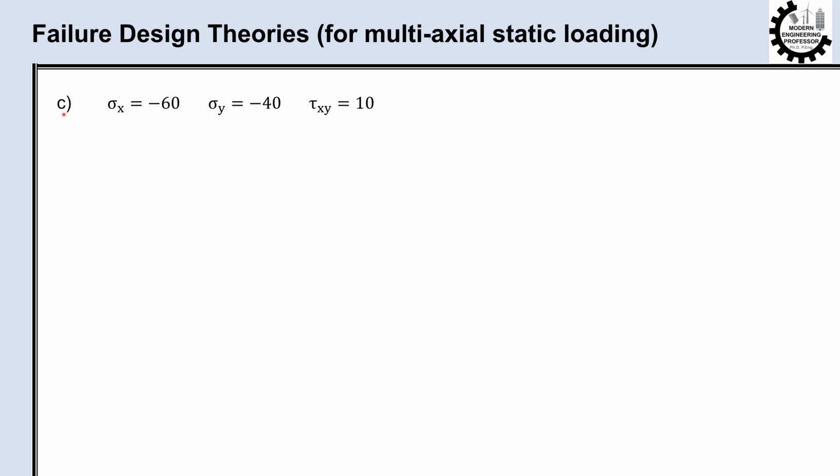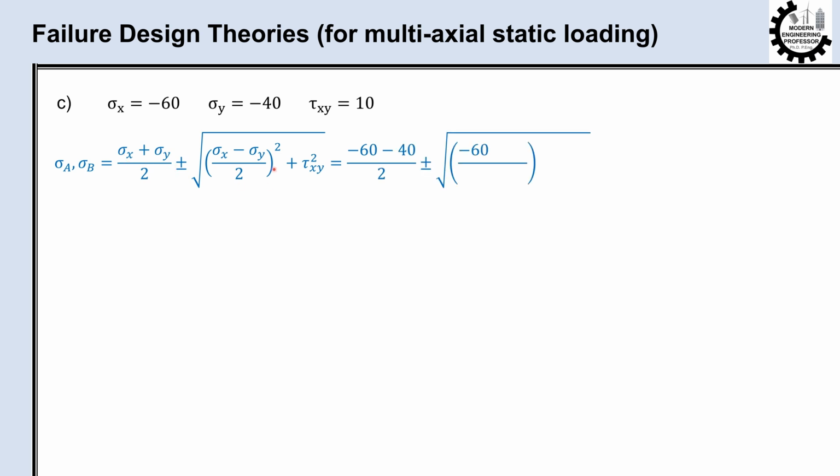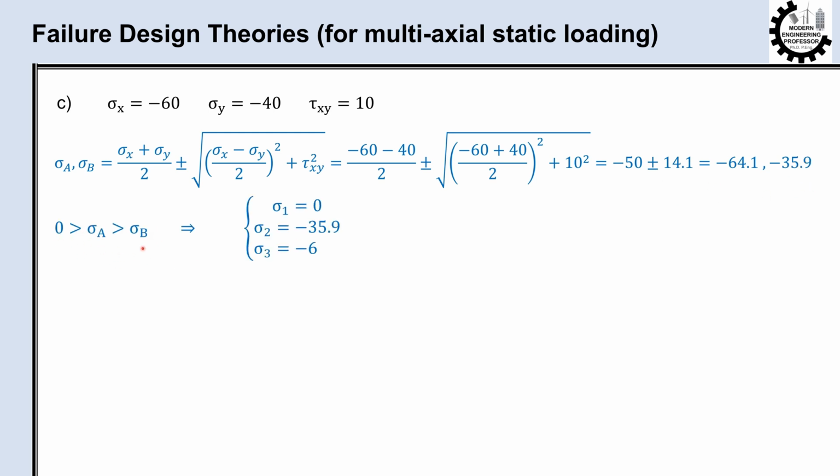In part C, we have the following plane stress. Sigma x equals negative 60, sigma y equals negative 40, and tau xy equals 10. First, we find sigma A and sigma B by substituting sigma x, sigma y, and tau xy. This is a case where both sigma A and sigma B are negative. This results in sigma 1 equals 0, sigma 2 equals negative 35.9, and sigma 3 equals minus 64.1.